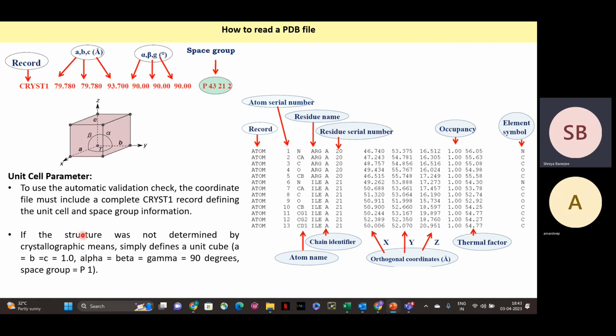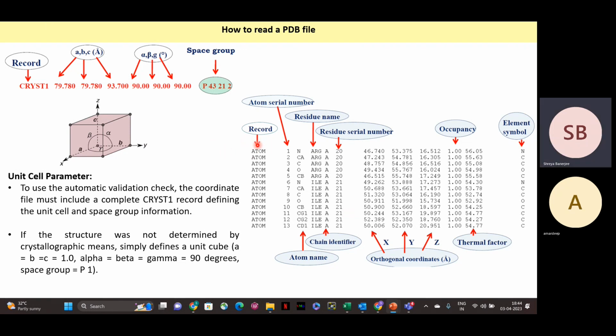If by chance the structure in the Protein Data Bank was not determined by crystallographic means, then for this record, it will just be a unit cube. So the default is a unit cube. So suppose someone has deposited a structure which they found by NMR. Then all these values will correspond to that of a unit cube, since that is the simplest crystal structure.